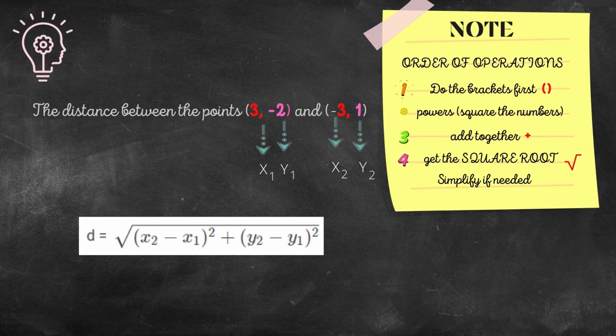So in our example, the distance between the 2 points 3 and negative 2 and negative 3 and 1, you must remember to take note of the xy ordered pairs first. Then it will be easy for you to substitute those numbers in the distance formula. In solving the distance formula, you must take note of the following: do the brackets first, then the powers, or square the numbers, then add together, and then get the square root, and then simplify if needed.